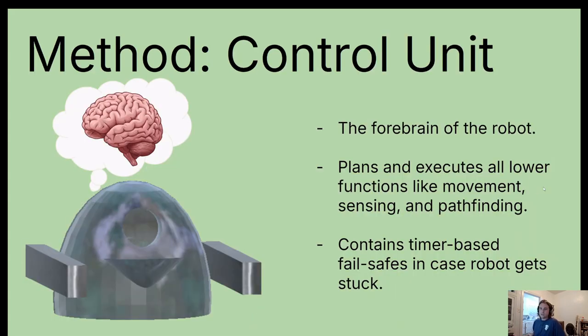And now the control unit. The control unit is like the overall planning center of the robot. It's where we execute all these functions that we've been talking about, in what order, and when it does certain things, and it makes all these decisions based on checks. It also contains timer-based fail-safes in case the robot gets stuck, and we'll cover some of that too.